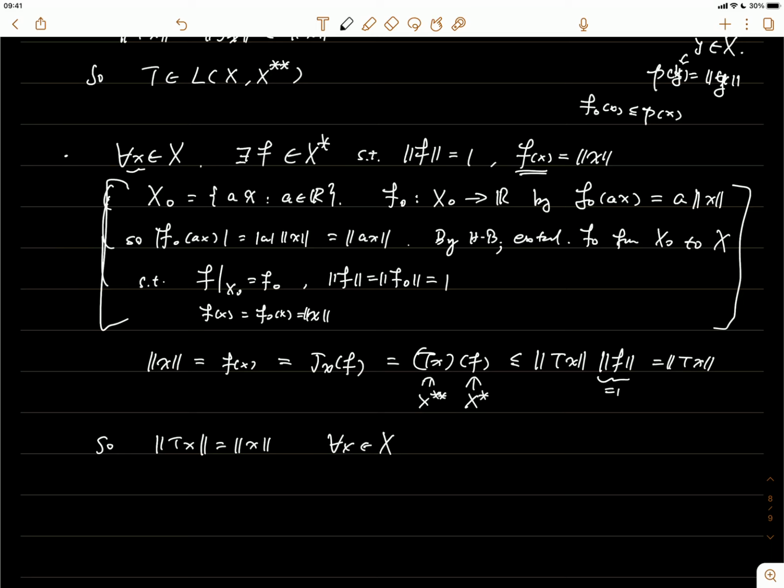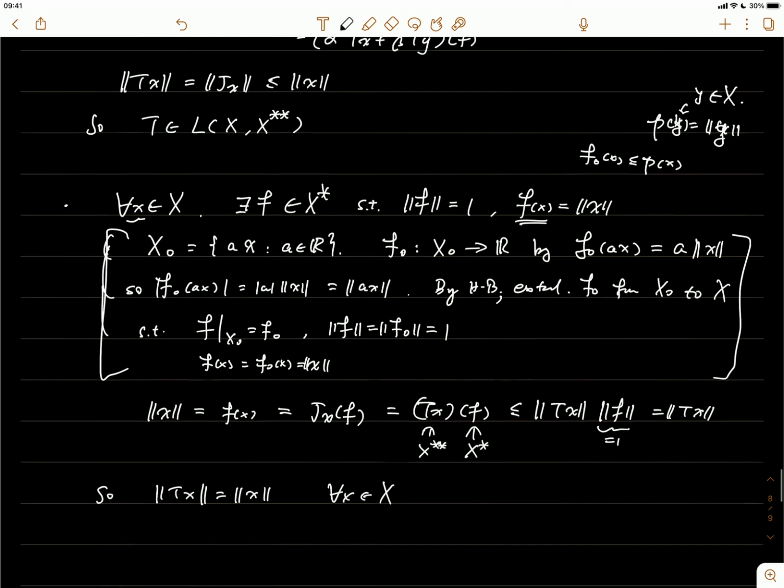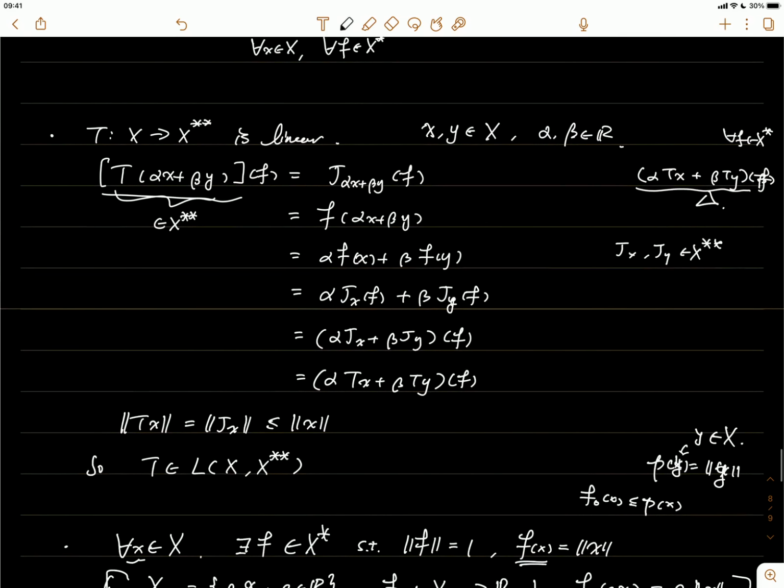Okay, so what this means, remember that T is a mapping from X to the bidual. It maps every x to Tx. And what we have shown is that the norm is kept. So that's why T is actually an isometric isomorphism, or T is isometrically isomorphic from X to the bidual, X double star.